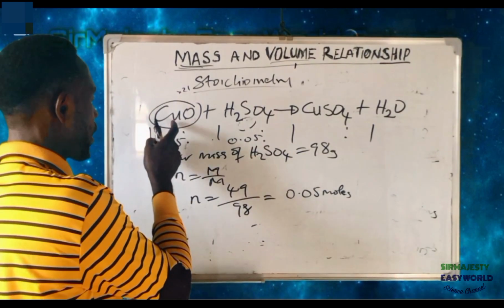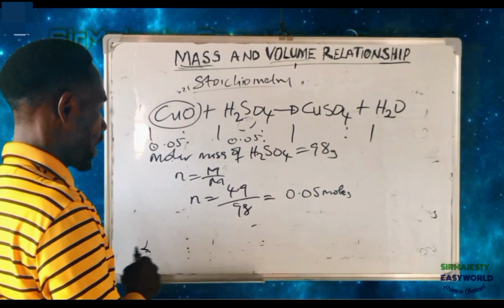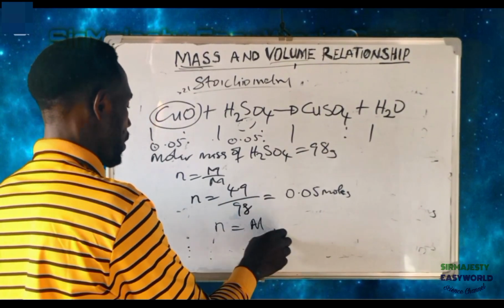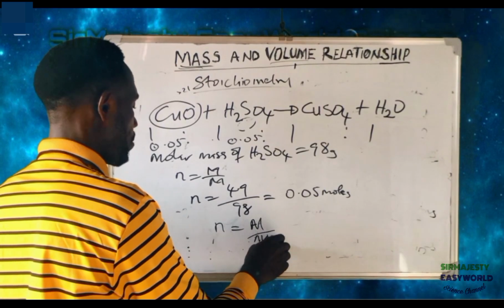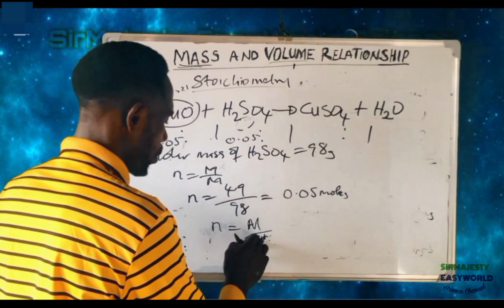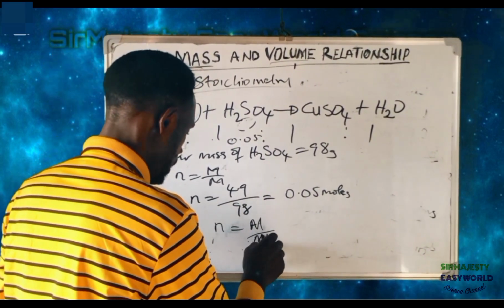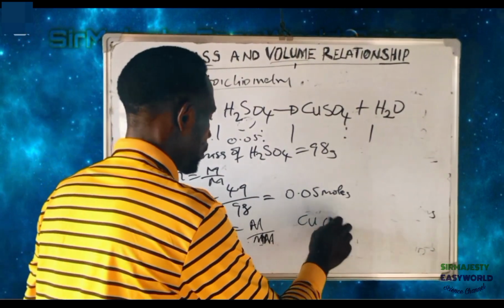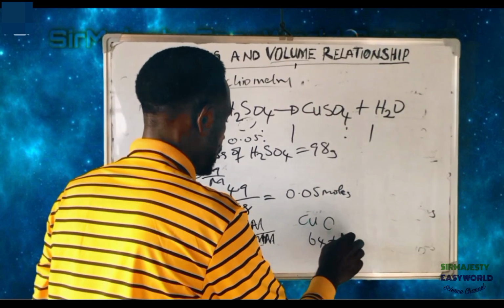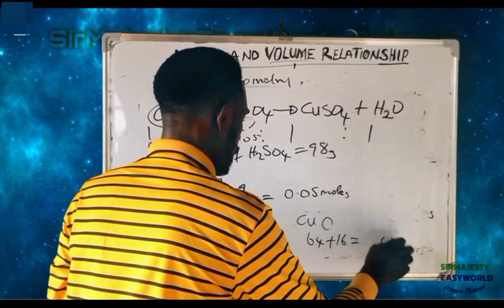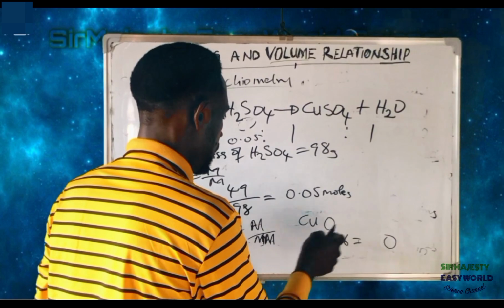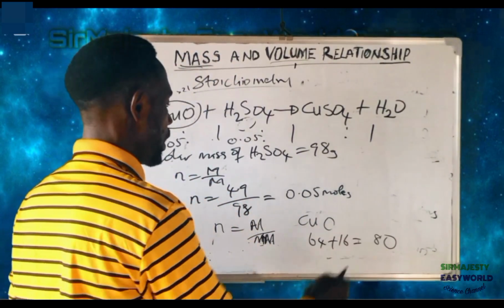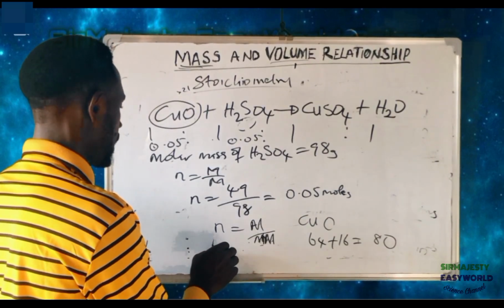So the work now is to convert this one to mass because they are asking us for the mass. Using the same formula, n equals mass over molar mass. This time around, mass is unknown. All over molar mass of which compound now? All over molar mass of CuSO4. The molar mass of CuSO4 will be 64 plus 16, which will give us 80, because if you bring this one here, it's automatically 80.